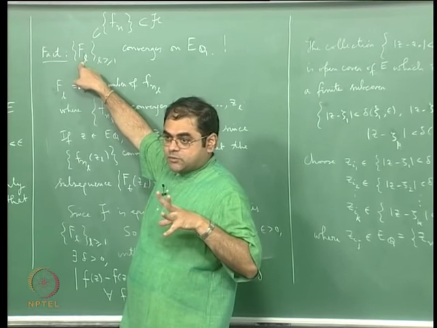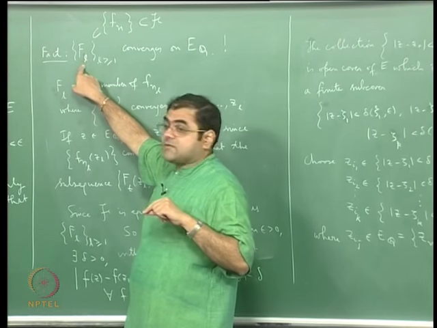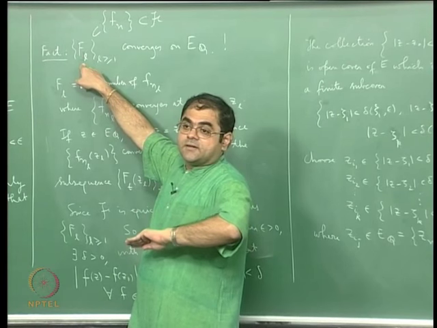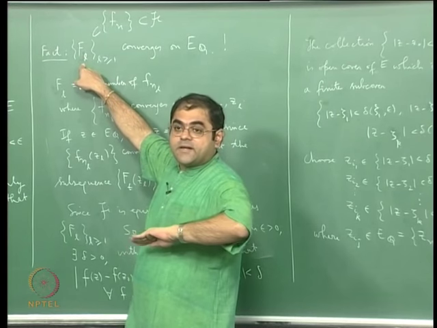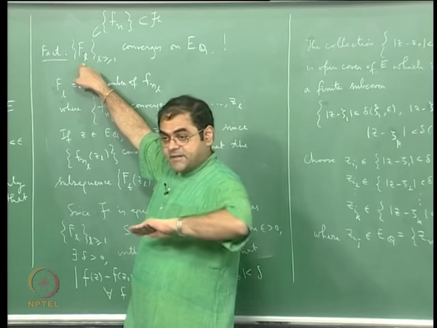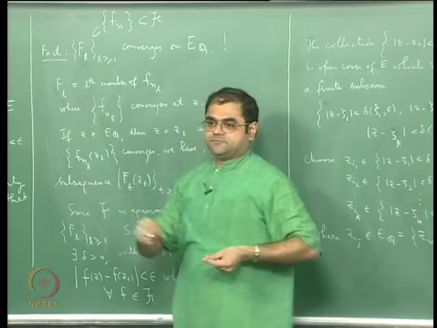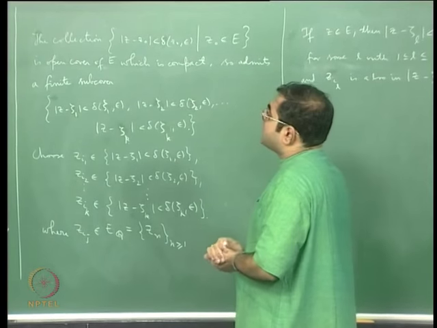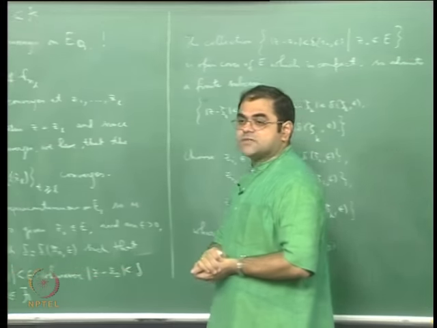But what I am trying to show is that not only does it converge at the rational points, I am trying to say it converges everywhere. And not only am I trying to say it converges everywhere, I am trying to say it converges everywhere uniformly, okay. That is what I am trying to do. So how do I check that it converges uniformly?